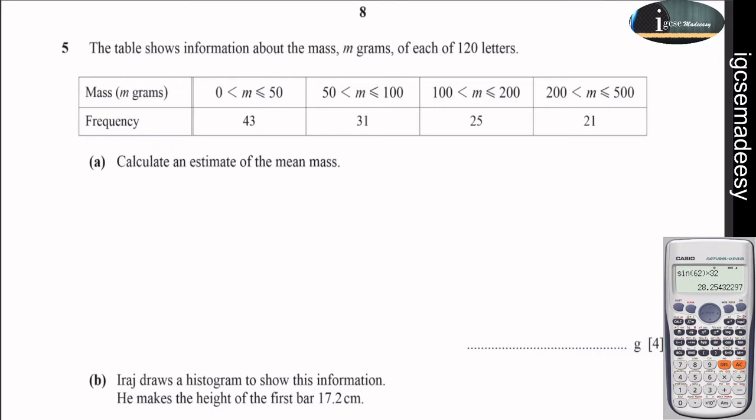Question number 5. The table shows information about the masses, m grams, of each of 120 liters. We have to find out the mean mass from this table.